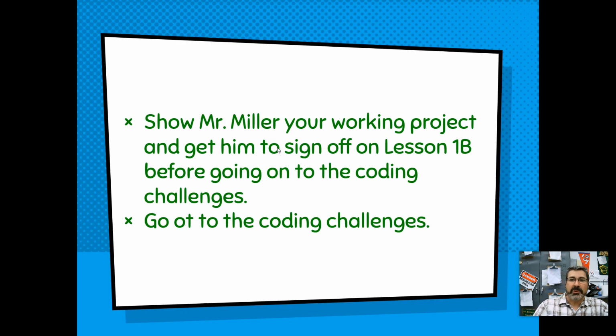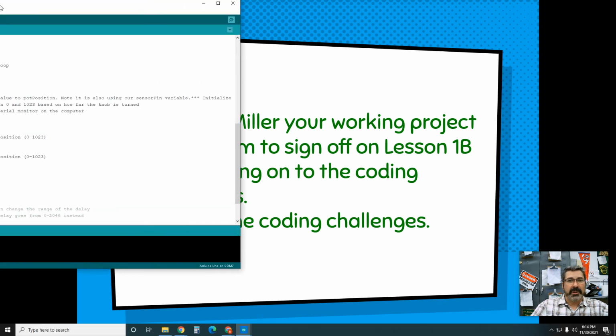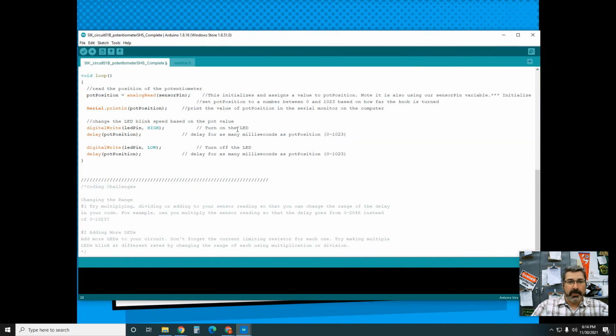All right, show me your working project and have me sign off on 1B before going on to the coding challenges. After I sign it off, go on to the coding challenges. I want you to have different people on your team do it. Number 1, try changing the range. Try multiplying, dividing, or adding to your sensor reading so that you can change the range of the delay in your code.